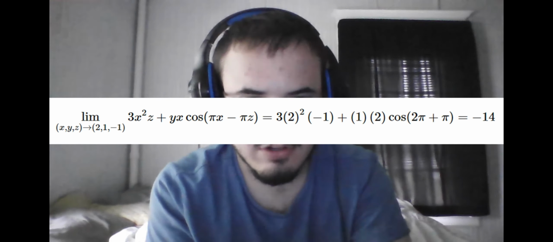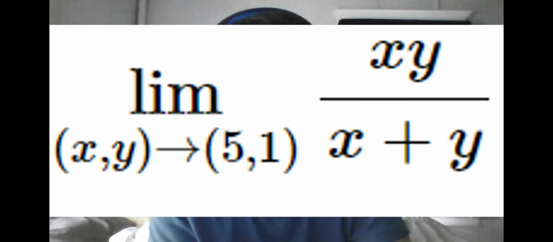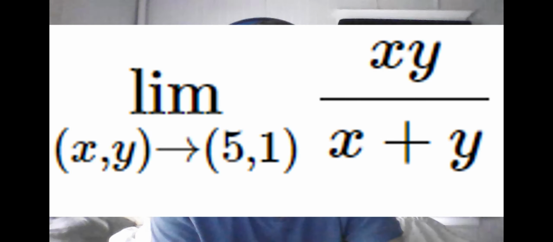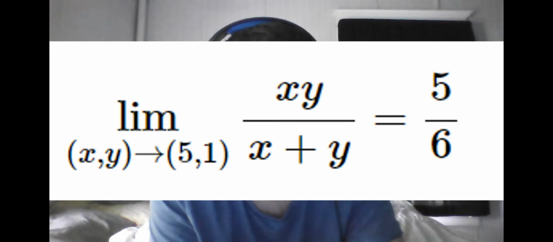If we are given this limit for this function, we see it is not continuous throughout its whole domain, but it is continuous at the point in question because the denominator is not 0. So we simply plug in the x and y values given in the limit. We get 5 times 1 over 5 plus 1 is 5/6 as our final value for the limit.